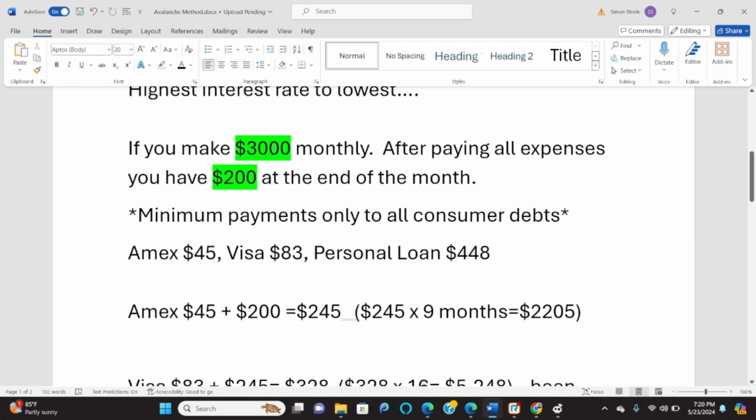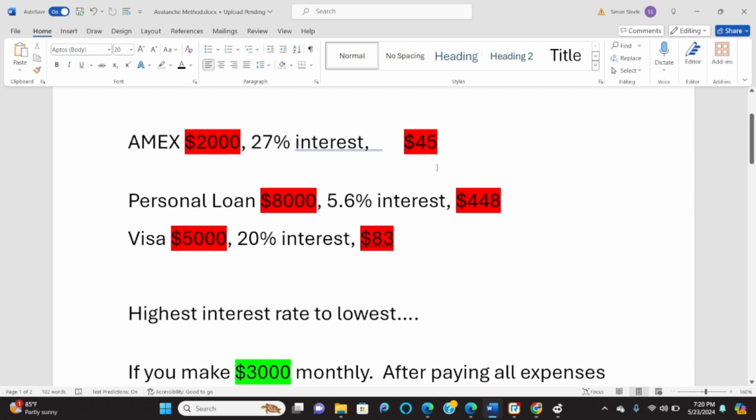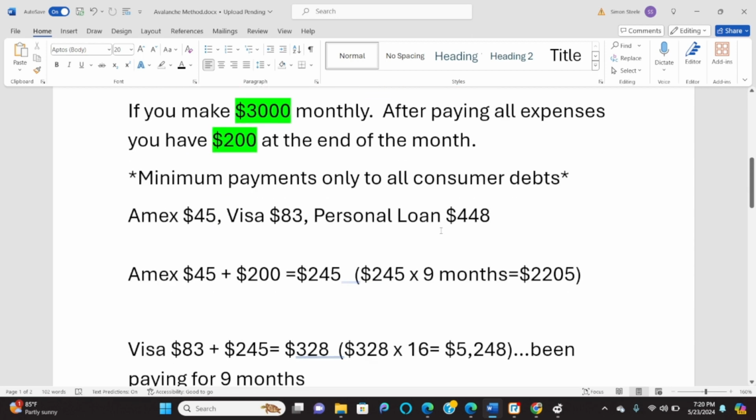That means all your expenses cost you $2,800, which leaves you $200 left over at the end of the month after you've been making payments on everything and the minimum payments on all your consumer debts that we just saw. So the Amex, the minimum monthly payment is $45, Visa $83, and the personal loan $448. So what you'll do at that point is continue to make the minimum payments. Don't try to attack all of these with lump sum of money over and over to try to eliminate them. You want to focus on one when you're using the Avalanche method.